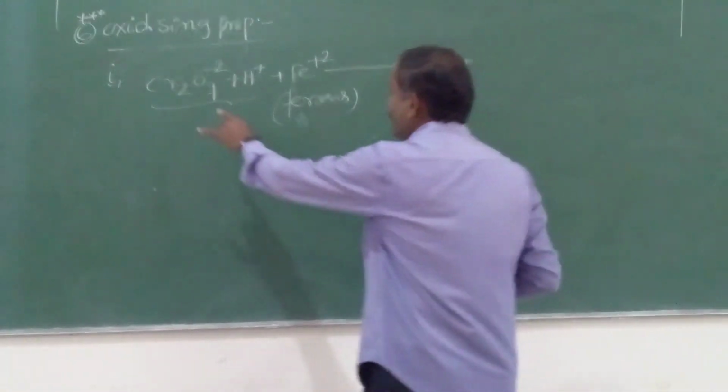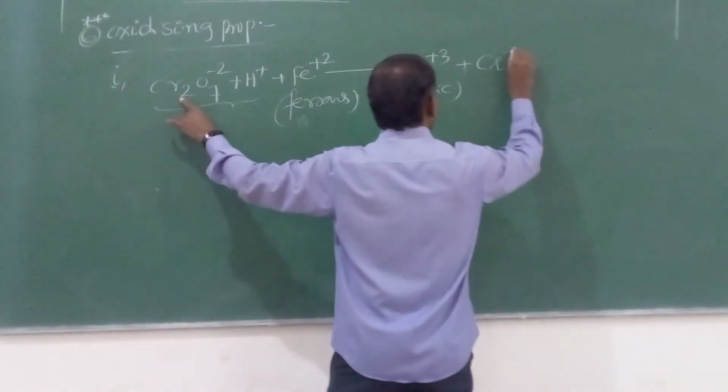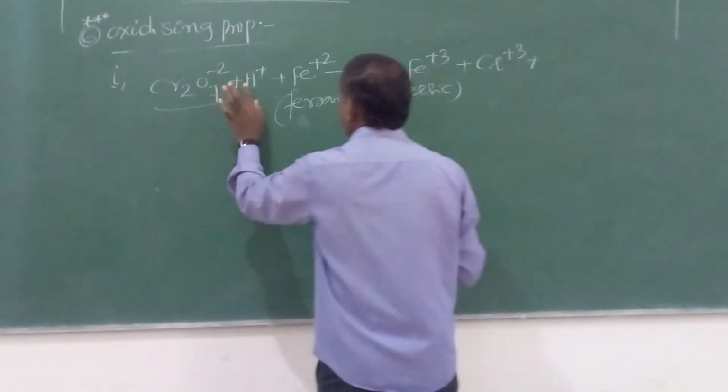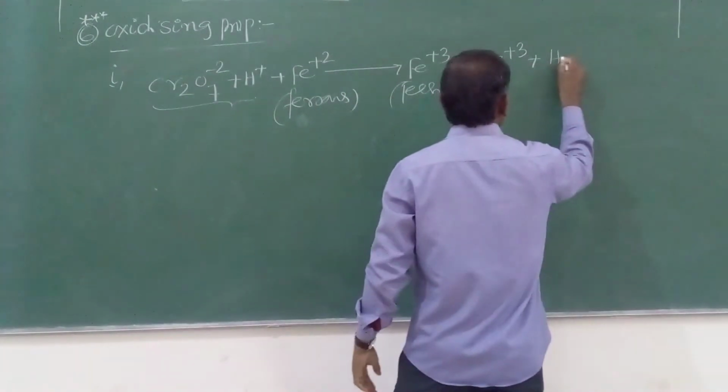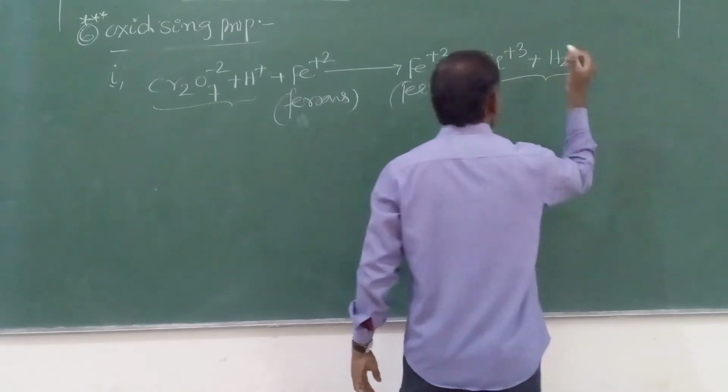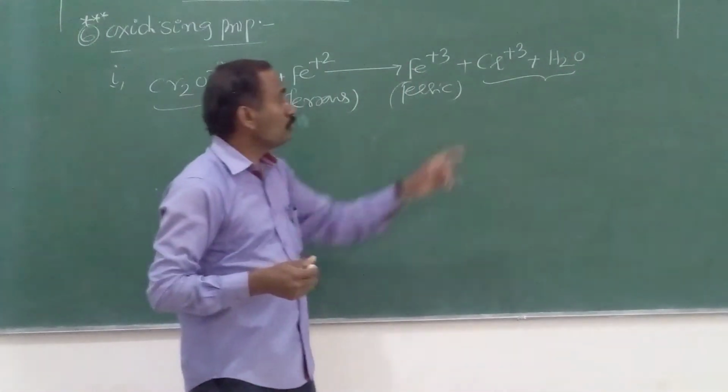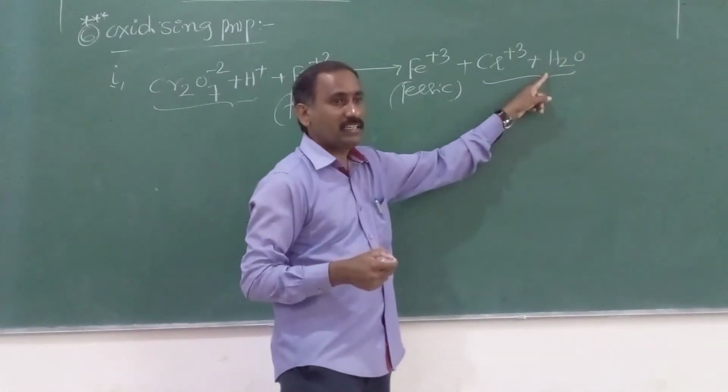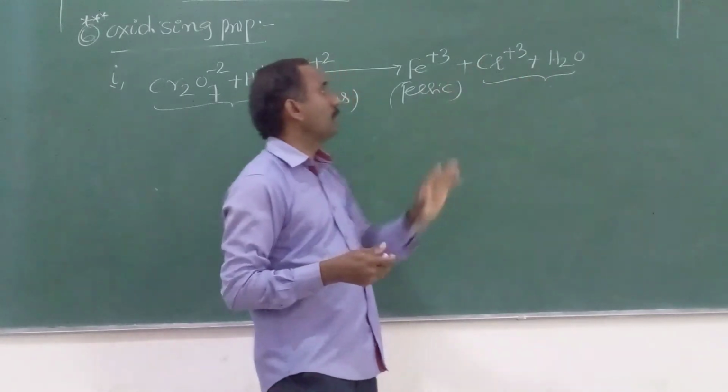Next, common byproducts. What does it mean? It is a reducing agent. Therefore, the Cr itself undergoes reduction, giving Cr plus 3. Plus, whenever H plus is there, H2O. Hence, in all the oxidizing properties of dichromate, these are the common byproducts that you should remember. Ferrous to ferric, these are the common byproducts.